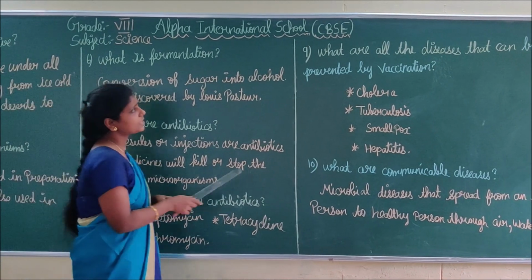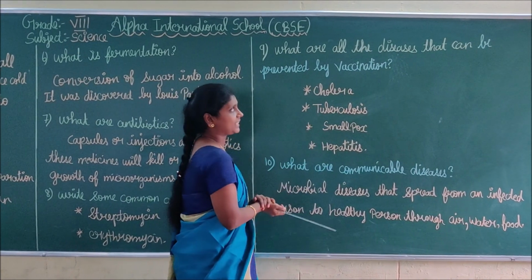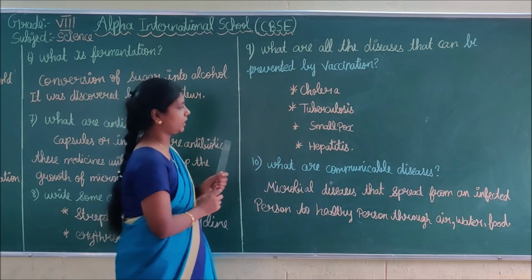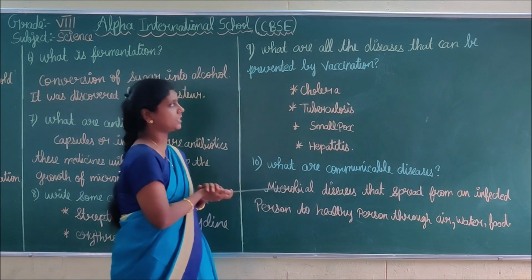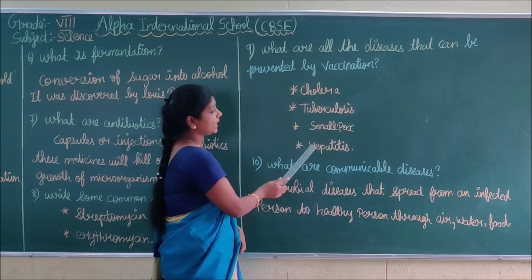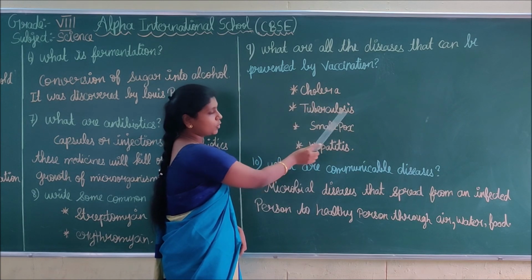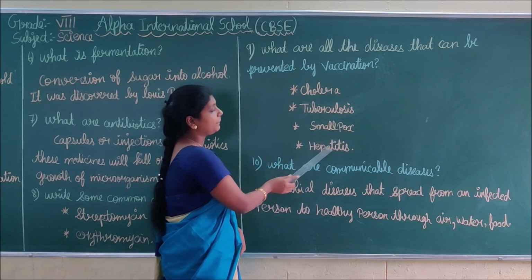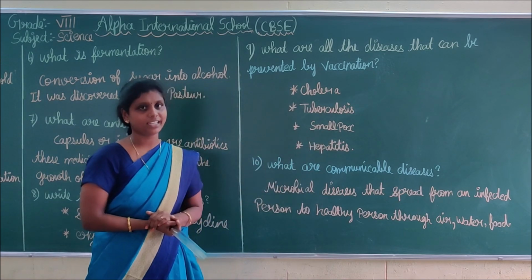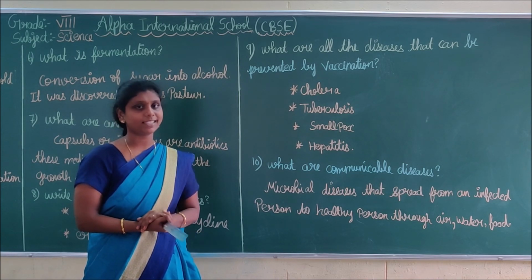Okay. Next, what are all the diseases that can be prevented by vaccination? Some four diseases. See, first is cholera, tuberculosis, smallpox and hepatitis. Okay, repeat after me. Cholera, tuberculosis, smallpox and hepatitis. These are all the diseases that can be prevented by vaccination. Okay, do you understand?